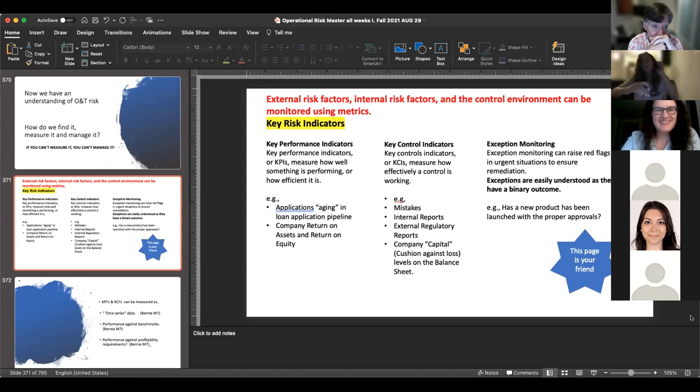Okay, so to drill down a little bit more, key performance indicators can be time series data.